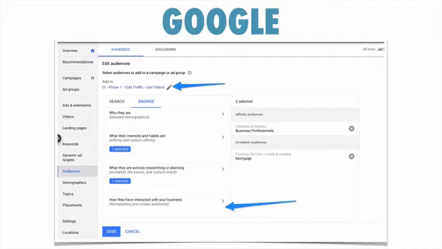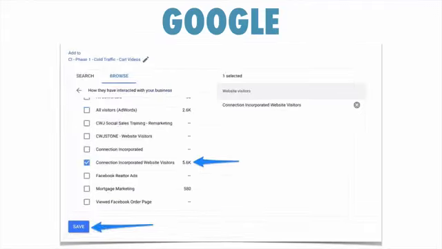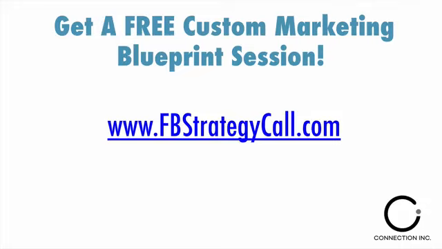So you go in there, and then underneath the audiences, you select Browse, and then you select how they have interacted with your business. You click on there, and then you add the remarketing audience from your website, and then click on Save. You can then run ads specifically to those people. So, that's our content for this week. Short and sweet, but exceptionally powerful.